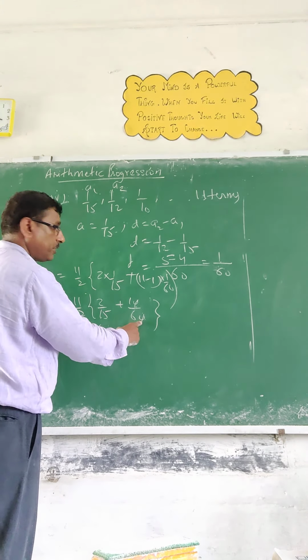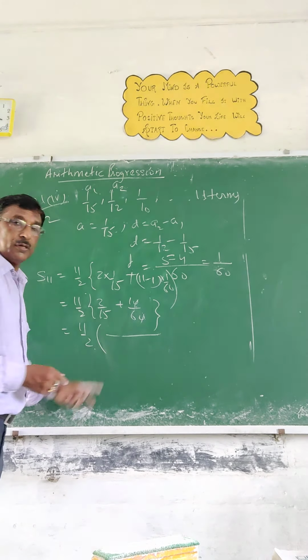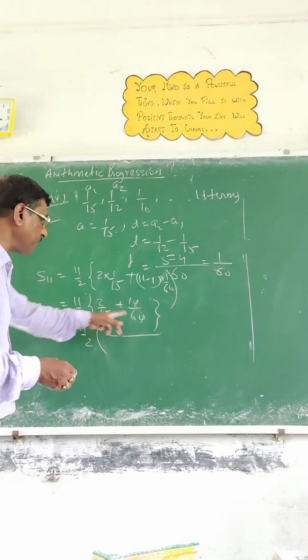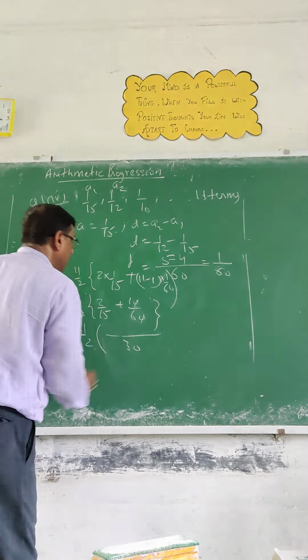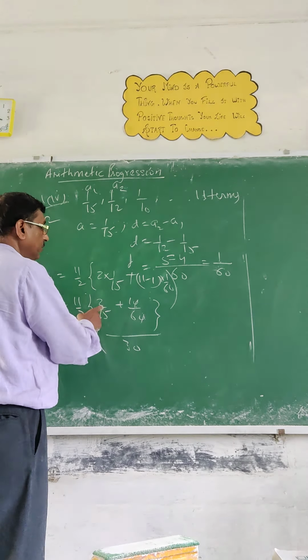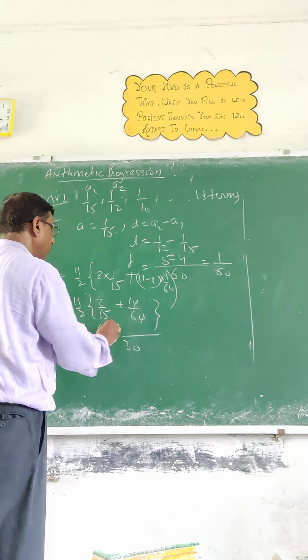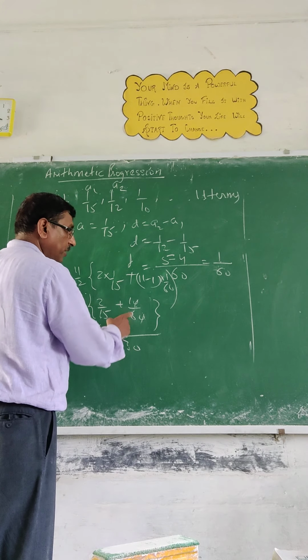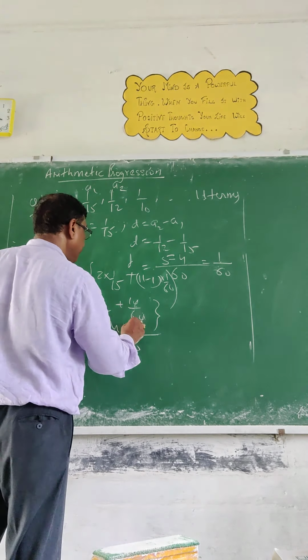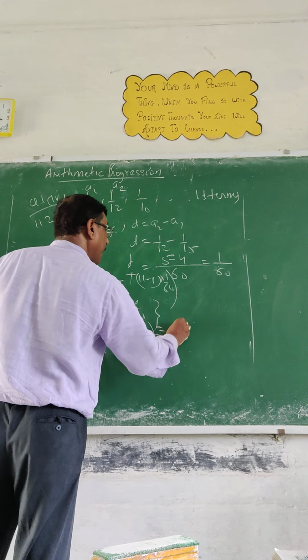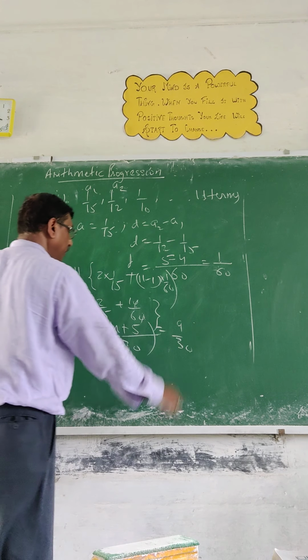15 and 6. Can you take the LCM? LCM of 15 and 6, that is 30. So divide 30 by 15, that is 2, 2 into 2, 4. Divide 30 by 6, that is 5, 5 into 1, 9 upon 30. You can see.